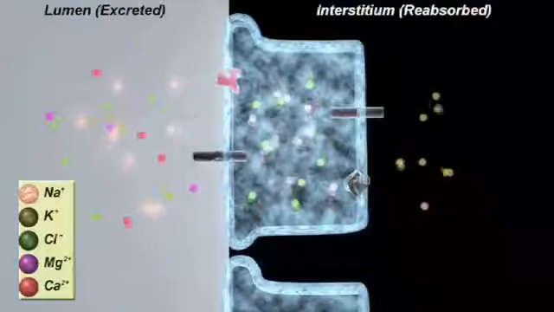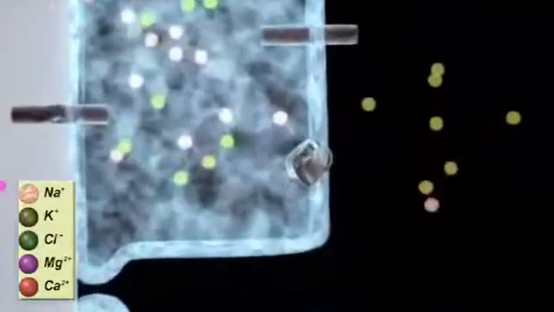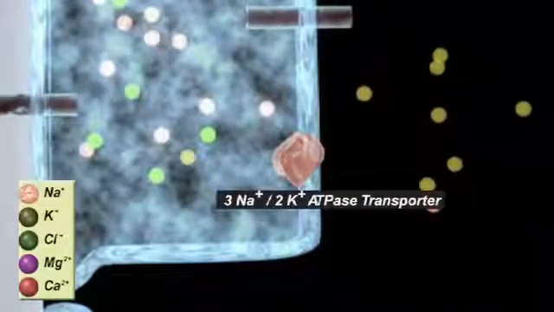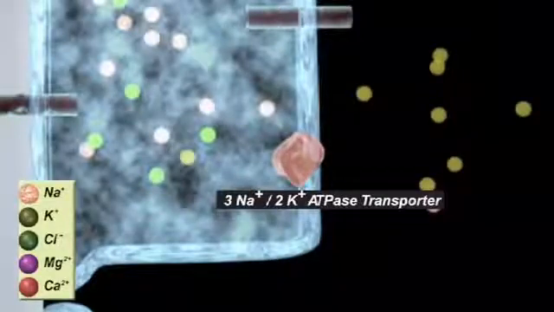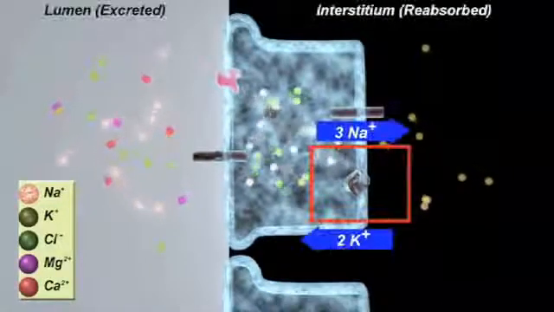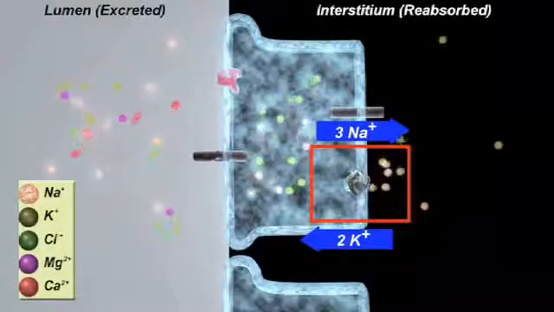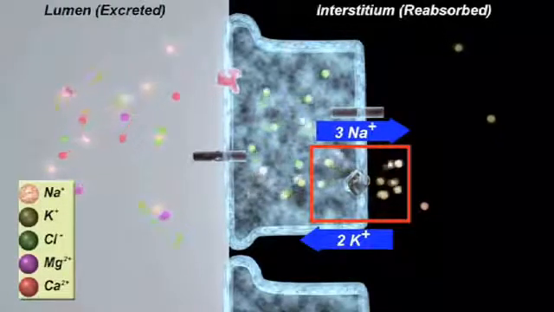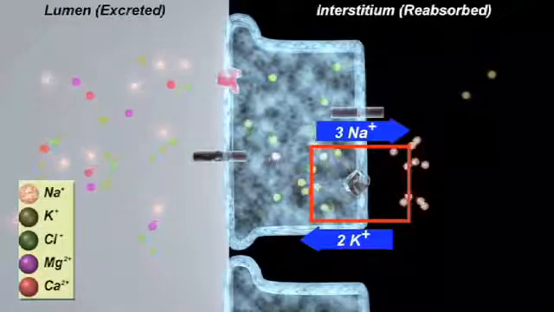This image shows the single-cell layer making up the wall of the ascending limb of the nephron. This sodium reabsorption is driven by the sodium-potassium ATPase transporter on the antiluminal membrane. For every 3 sodium ions moving out of the cell to the interstitium, 2 potassium ions move from the interstitium to the inside of the cell. This causes a deficit of sodium within the cell.